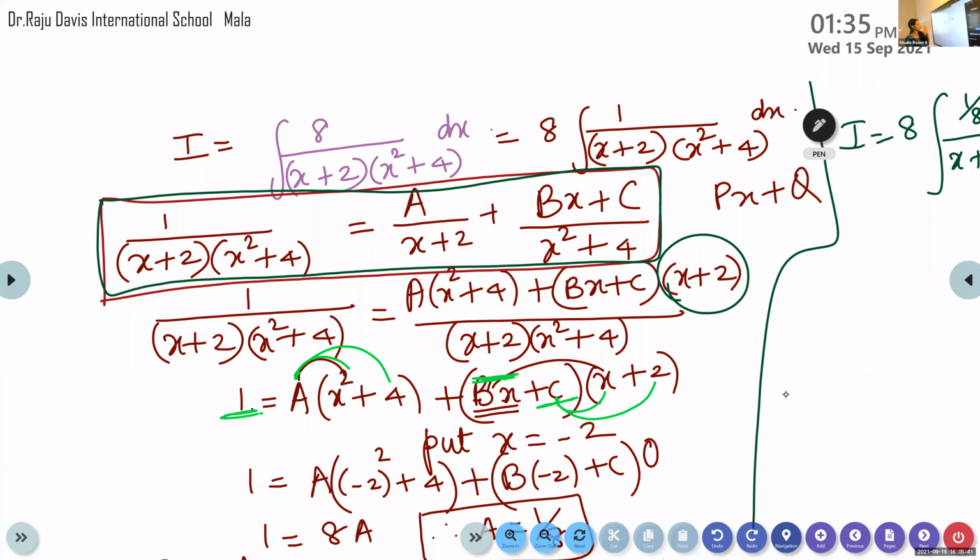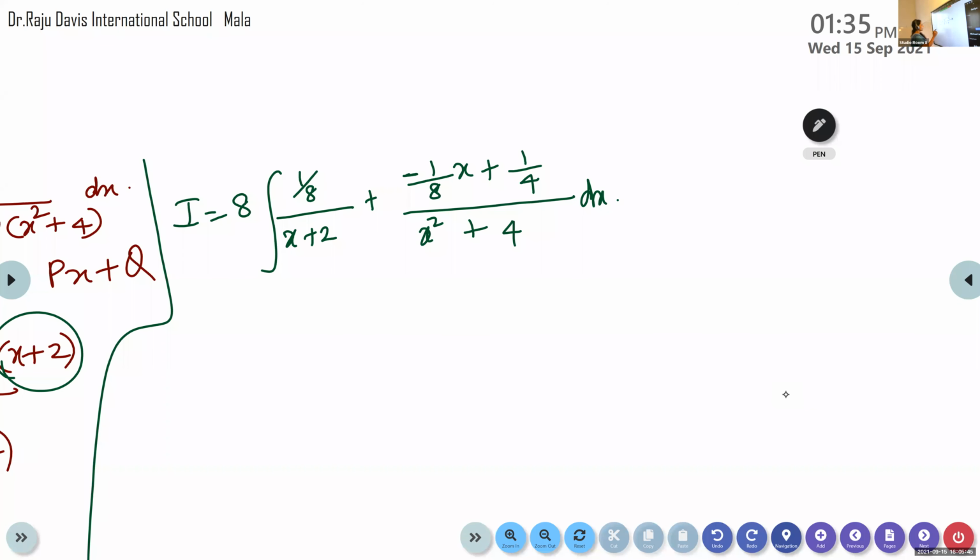Now children, up to this, is it okay? Up to this part, is it clear? So now I am going to split this into two integrals. 8 is common for all. So 8 into the integral of 1 by 8 by x plus 2, plus 8 is common for the next term, 8 into minus 1 by 8 x by x square plus 4. Is it okay?